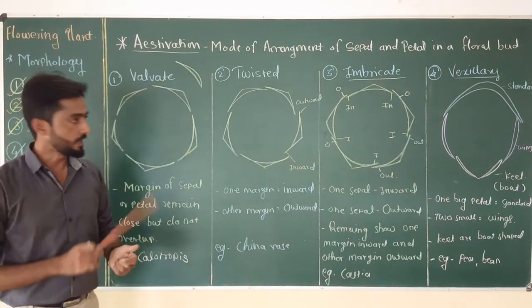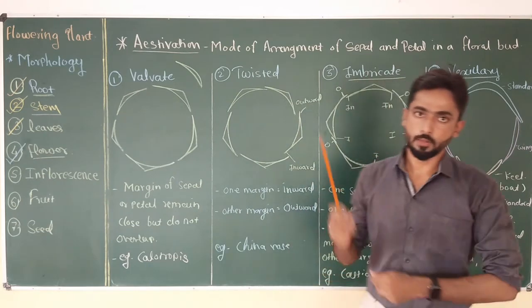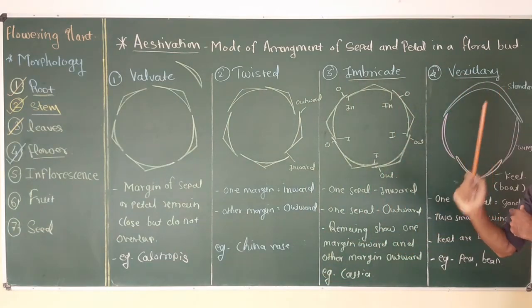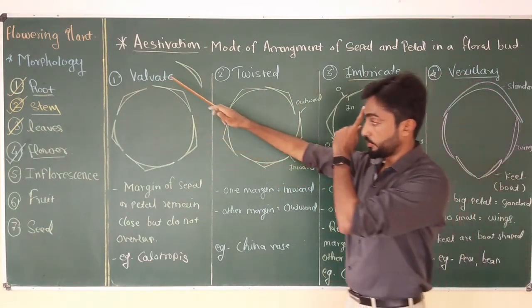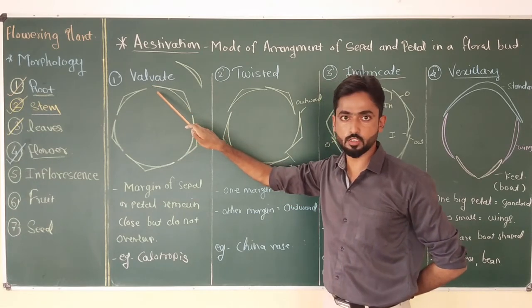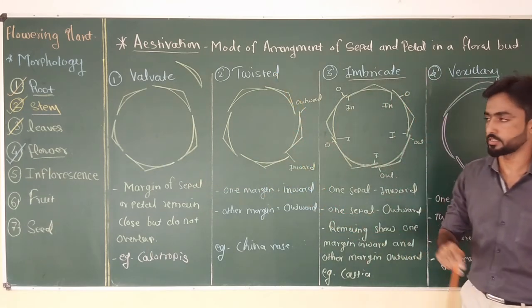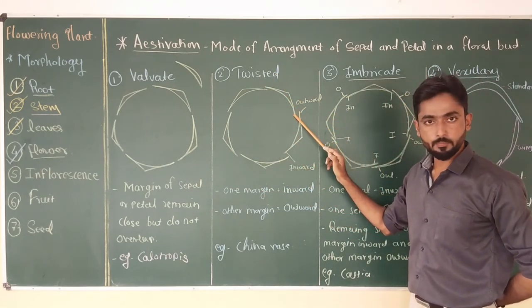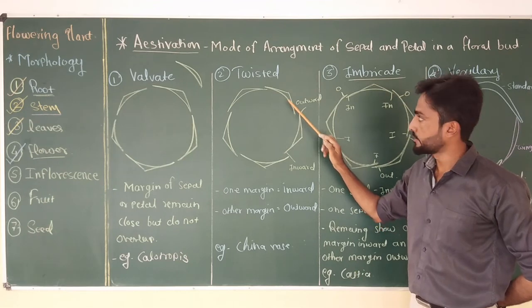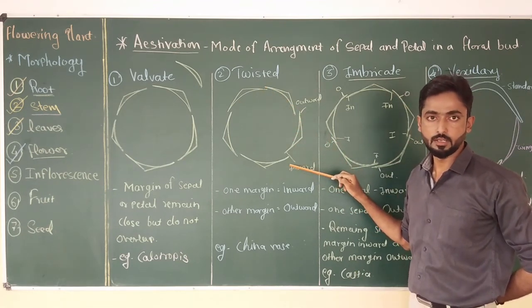In this way, in this video, I discussed four different types of aestivation in detail. Okay, number one, valvate, in which the ends or margins of the sepals remain close to one another, but they do not overlap. In case of twisted aestivation, one margin of the sepal remains inward and one margin remains outward. Same case for all the sepals present in the flower.